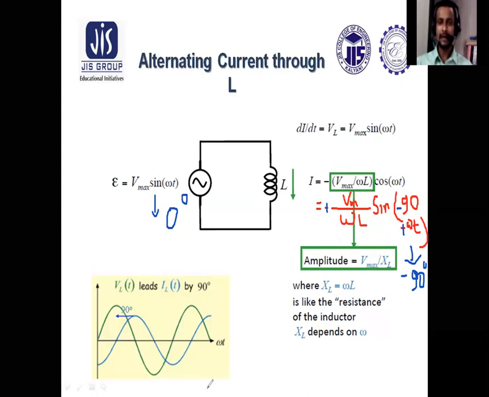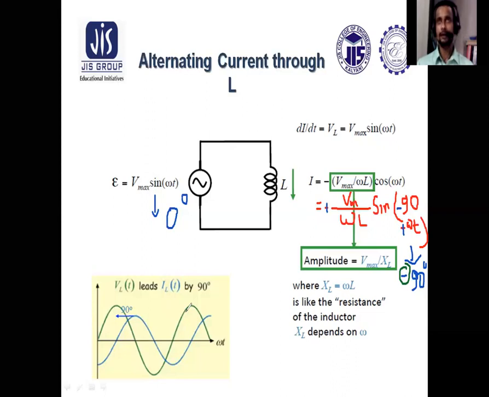So what do you mean by lagging behind? This negative sign shows that the current I is lagging behind. That means voltage is ahead of the current, and current is lagging behind the supply voltage by an angle of 90 degree. So whenever voltage starts, current will start a bit late. That is an important property of an inductor.